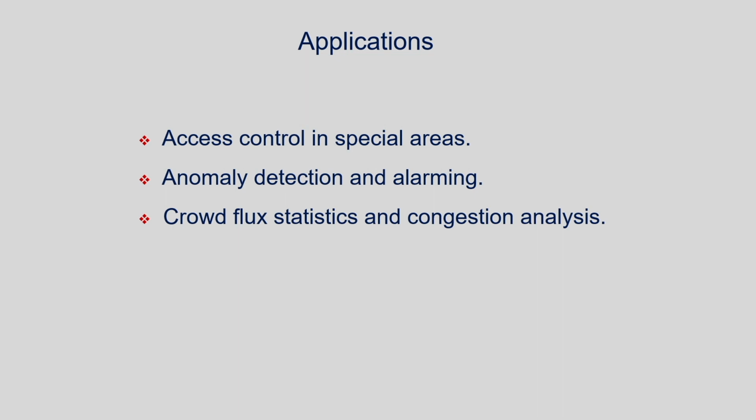Let us see what are the important applications of a video surveillance system. Some of the important applications are access control in special areas, like in the airport, railway stations, maybe in the tunnels. So this is one important application, that is the access control in special areas, anomaly detection and alarming, and another one is the crowd flux statistics and congestion analysis. So these are some applications of an automated video surveillance system.